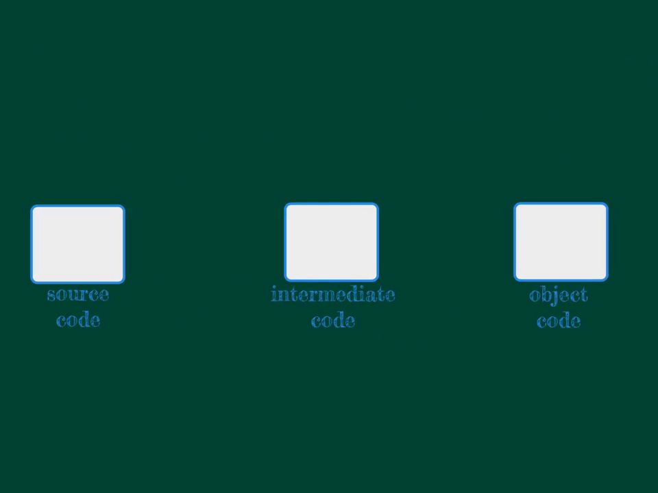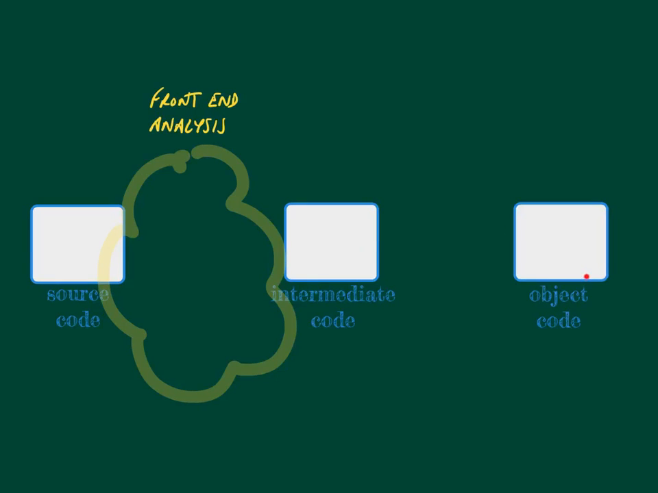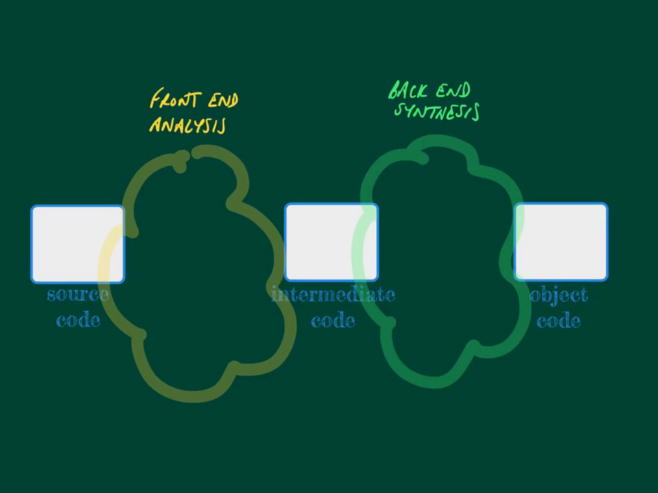So if we look at the compilation process, we have source code, intermediate code, and object code. And in AS, you were talking about source code, and then something happened in the middle, and you ended up with object code. But now we're going to talk more about the front-end analysis, so the sort of cloud that's between source code and intermediate code, and then the back-end synthesis, which looks at improving the intermediate code and making sure that it's as efficient as possible before object code is created.